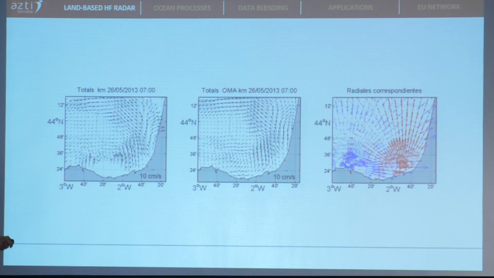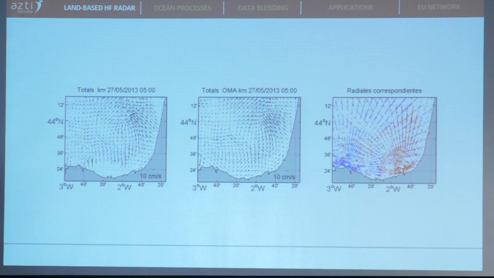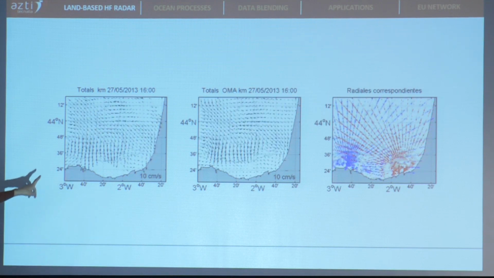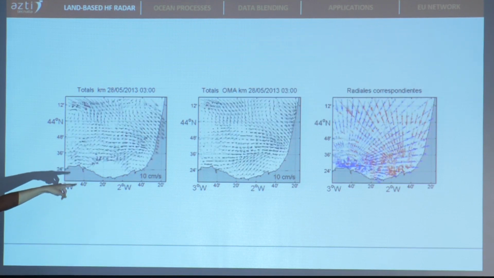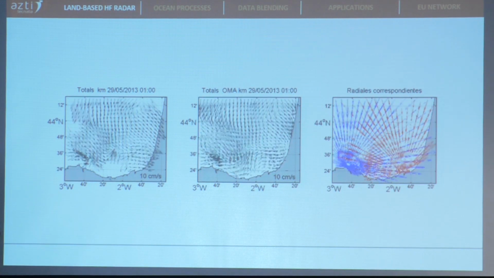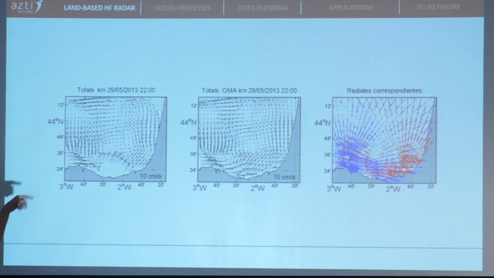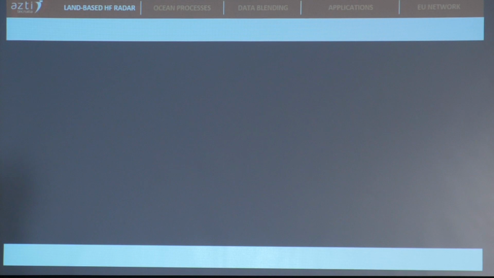Do you see the pointer? No. So there you see the radial components, combined into totals, and then in the middle, combined into totals with open mode analysis, which allows filling some data gaps in time and also in the baseline area. In this animation, we can see that we have a full recovery of high-frequency processes like inertial and tidal signals.